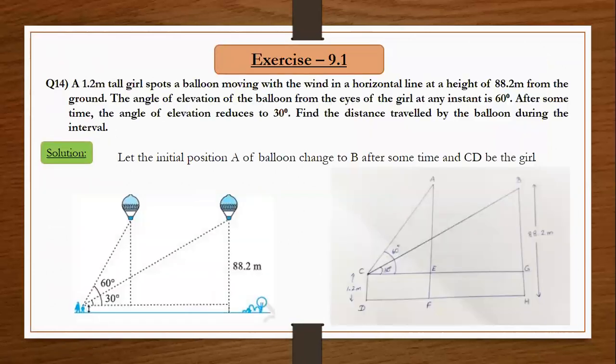Question number 14. A 1.2 meter tall girl spots a balloon moving with the wind in a horizontal line at a height of 88.2 meters from the ground. The angle of elevation of the balloon from the eyes of the girl at any instant is 60 degrees. After some time, the angle of elevation reduces to 30 degrees. Find the distance traveled by the balloon during the interval.